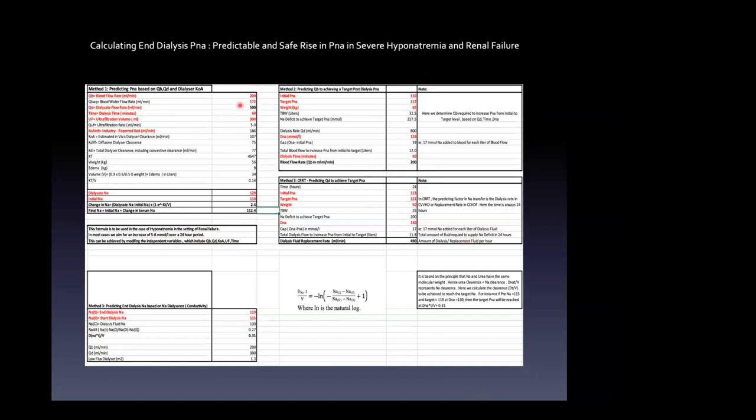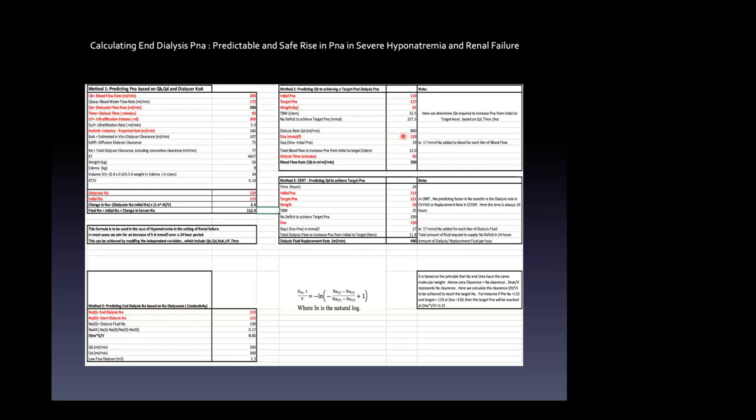Okay, but I have made an Excel sheet, because if you look in the literature, there are different methods to predict the end dialysis sodium. I will share the Excel sheet with you. It's just difficult to show, so I've just taken a screenshot. If I use method number 2, which I used until lately, I put in the patient's plasma sodium, the patient's target sodium, and the weight, and the Excel sheet will automatically give me the total body water. It will calculate the sodium deficit. It will give me the dialysis fluid rate.